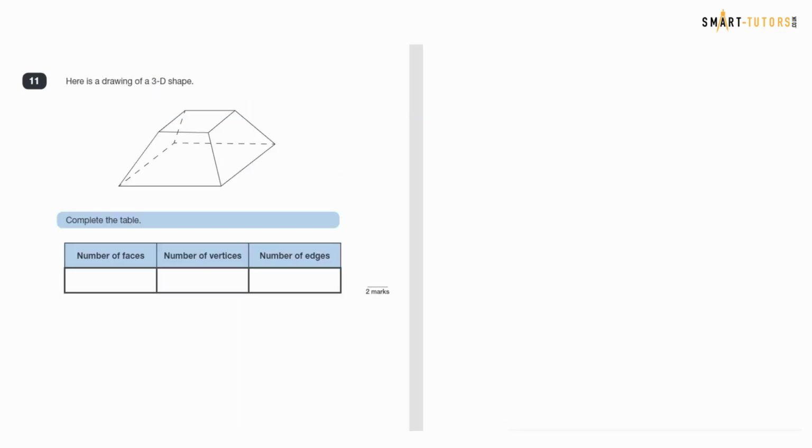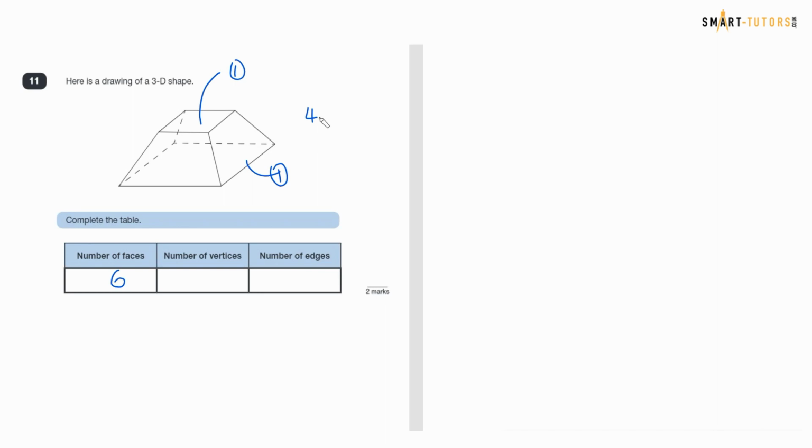Question number 11. Here is a drawing of a 3D shape. Complete the table. Number of faces, number of vertices, number of edges, they are asking in a table. Let's ask Adran's help. Let's start with the number of faces. There's 1, 2, 3, 4 faces on the sides and 1 on the top and 1 at the bottom. So that equals 6 faces.